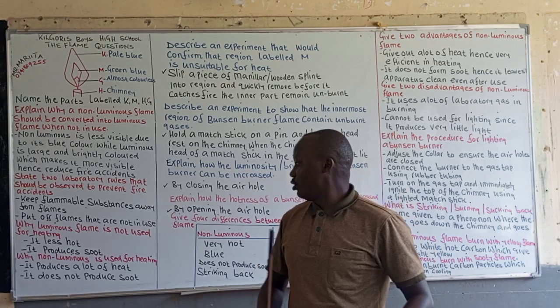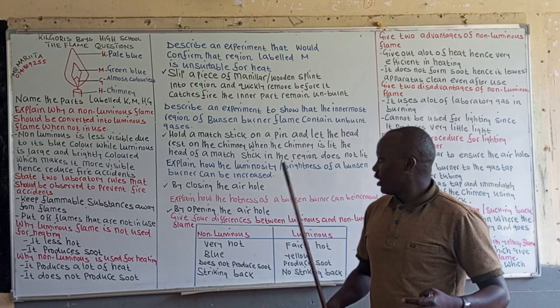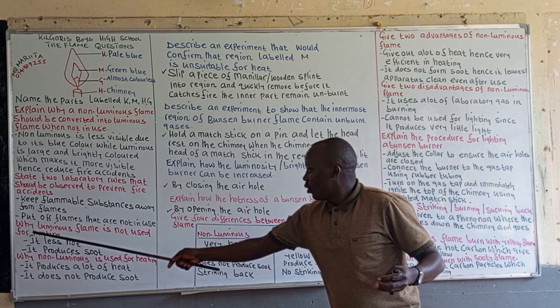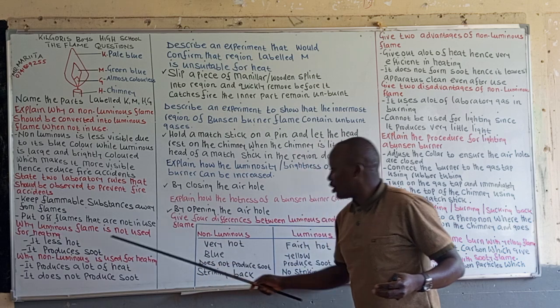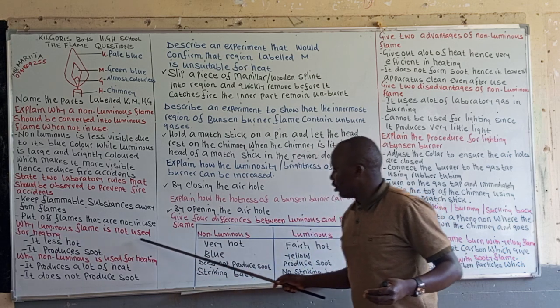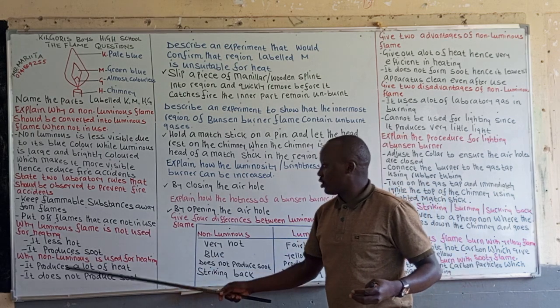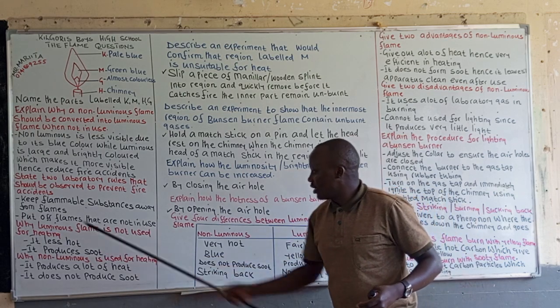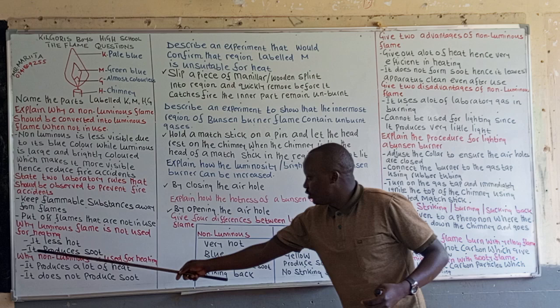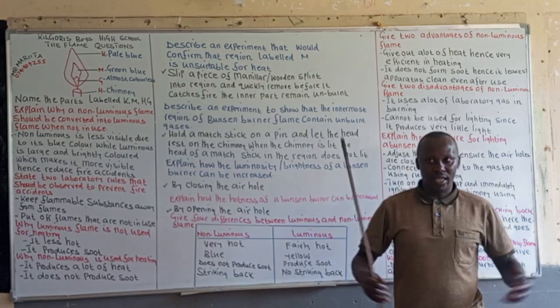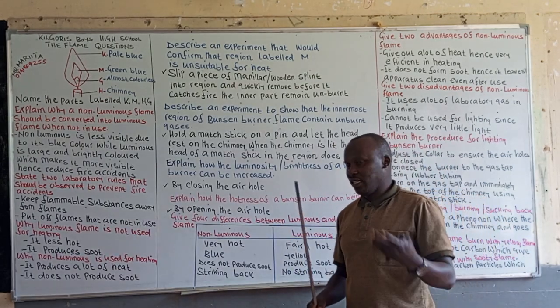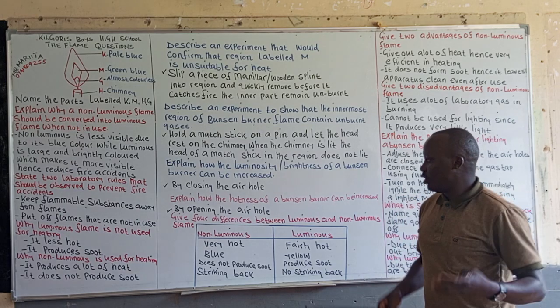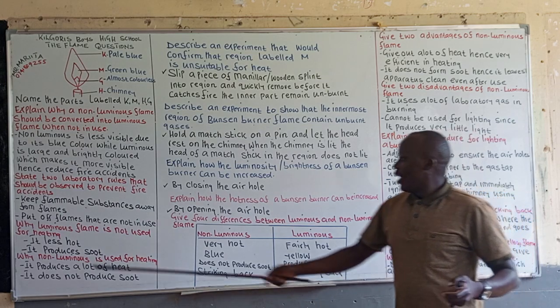Number two, where a luminous flame is used for heating purposes, it produces soot. It will make the apparatus dirty after heating. That's the reason why it cannot be used for heating purposes.